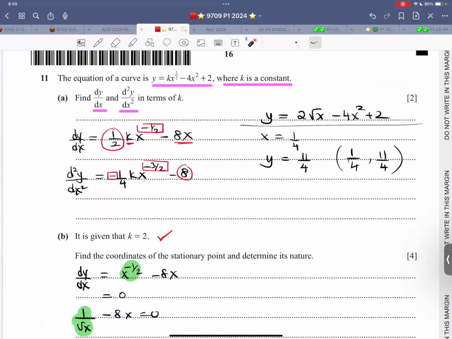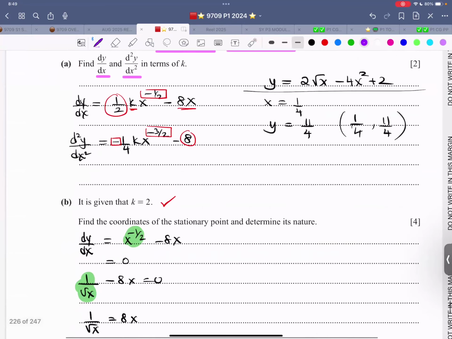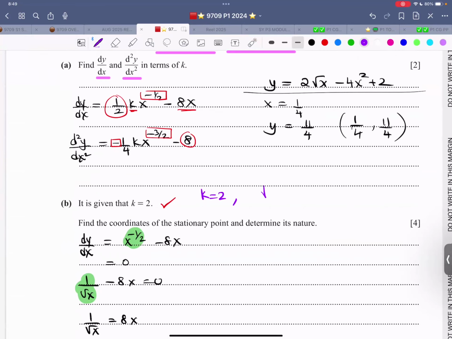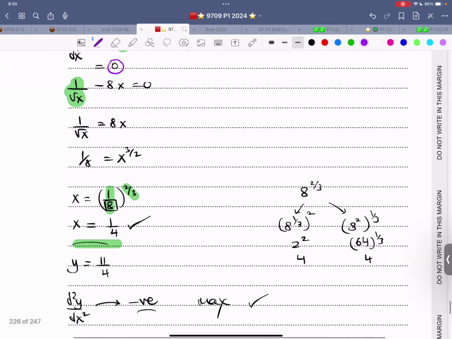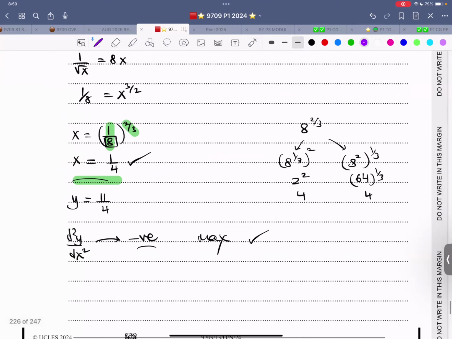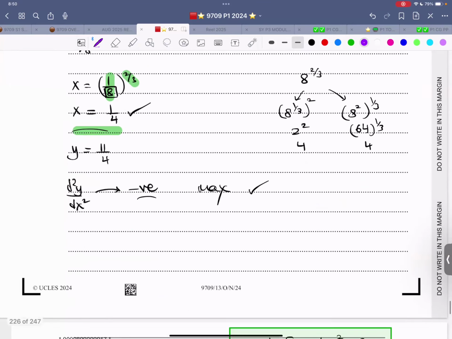I have plugged in over here, but I did not show. So let me write it over here. When k is 2, dy by dx is half into 2 into x minus half minus 8x. That is x minus half minus 8x. So this is the one. And then coordinates of stationary point, dy by dx equals 0. And you are getting x is 1/4. You can also find the corresponding y coordinate. When x is 1/4, y coordinate is 11 over 4.